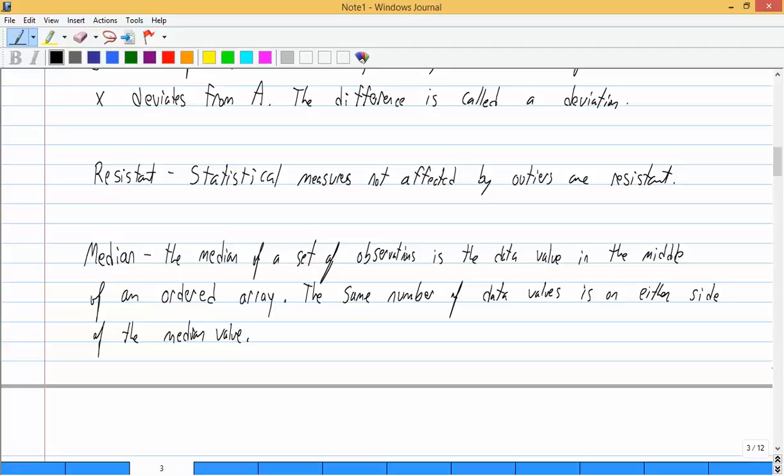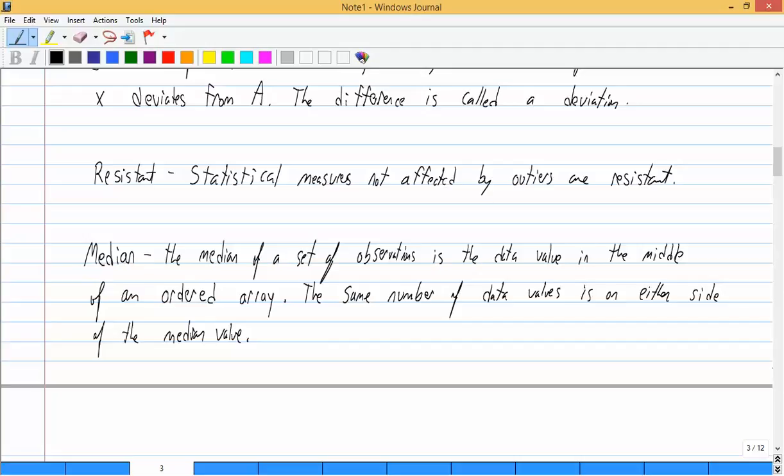Alright, so really the only thing I would see confusing here, it says it's the data value in the middle of an ordered array. That just means a data set, like an ordered data set. If you take a data set and you order it from least to greatest, the number that is in the middle will be the median.